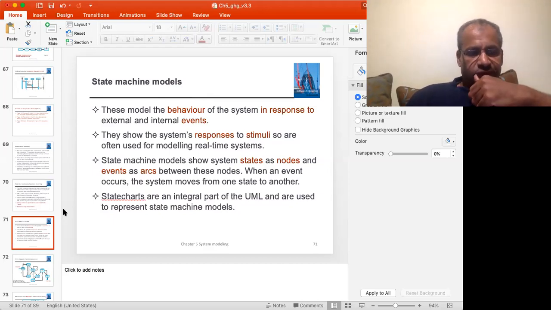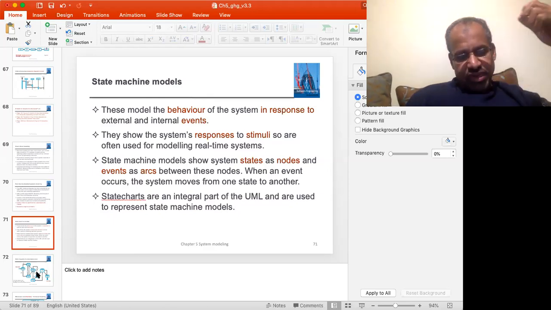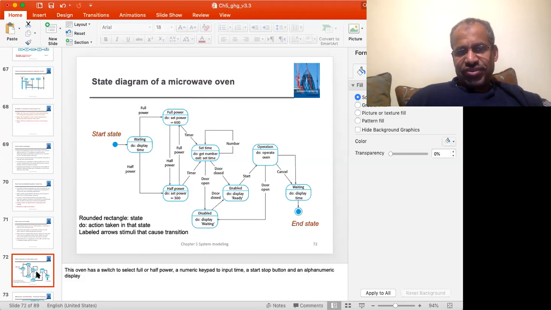The state machine models you would have seen before, and I'll show an example in a minute. Just let me show you how it looks. This is a state transition diagram, or state diagram, of the microwave oven. You will see here that we have symbols for the start state and for the end state, and the rounded rectangle represents states, and the text inside, the do action, indicates the action that needs to be taken in that state. So while waiting, you need to display time. While the oven is in the waiting state, it needs to display time.